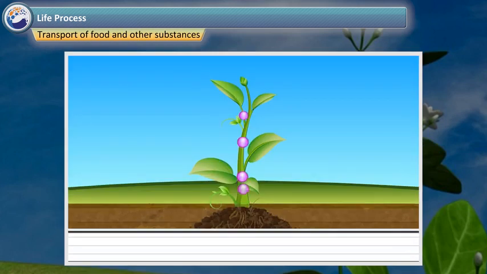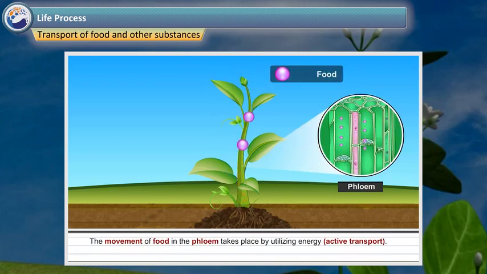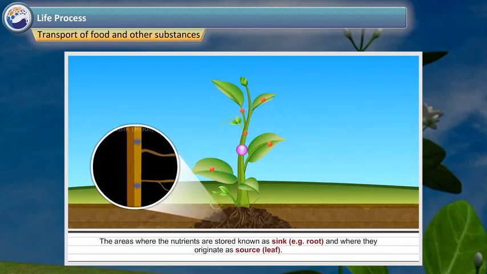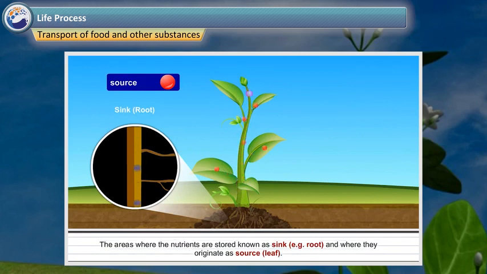Transport of food in plants. The mechanism of transport of food in a plant. The movement of food in the phloem takes place by utilizing energy, that is, active transport. The areas where the nutrients are stored are known as sink, for example, root. And where they originate is known as source, that is, leaf.